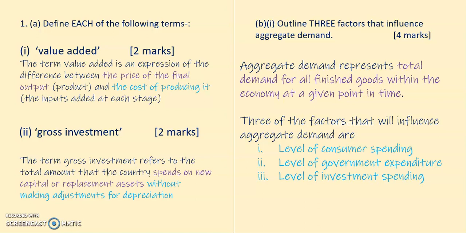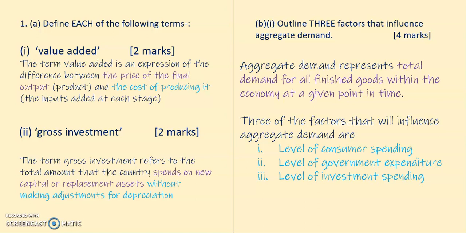So this is part B. And part B asks us to outline 3 factors that influence aggregate demand. Right, well, I was trying to figure out how we're going to get 4 marks for writing 3 things. So I assume then that we're going to first have to give a definition of aggregate demand, and then we could write what influences it.